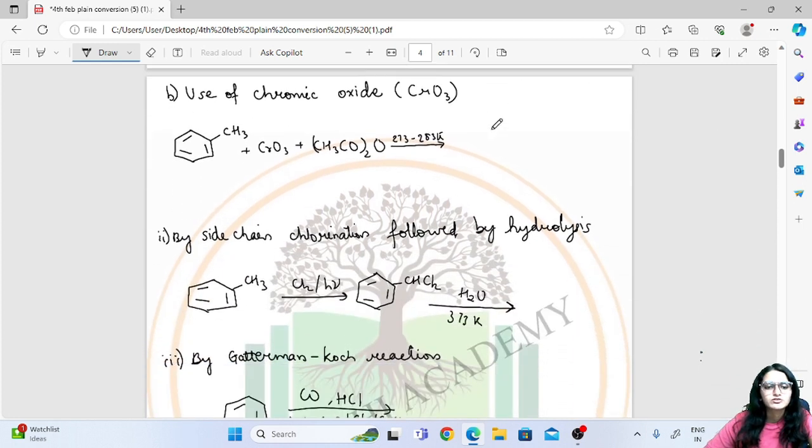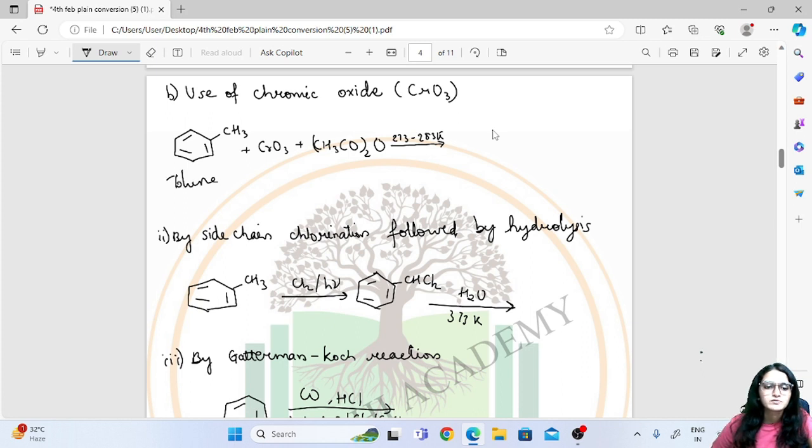Okay, the next reaction here is using chromic oxide, which comes under the same reaction. So here, instead of chromyl chloride, we use chromic oxide. When toluene or substituted toluene is reacted with chromic oxide in presence of acetic anhydride, at 273 to 283 Kelvin temperature, this particular group will get attached to the benzene ring, that is OC.